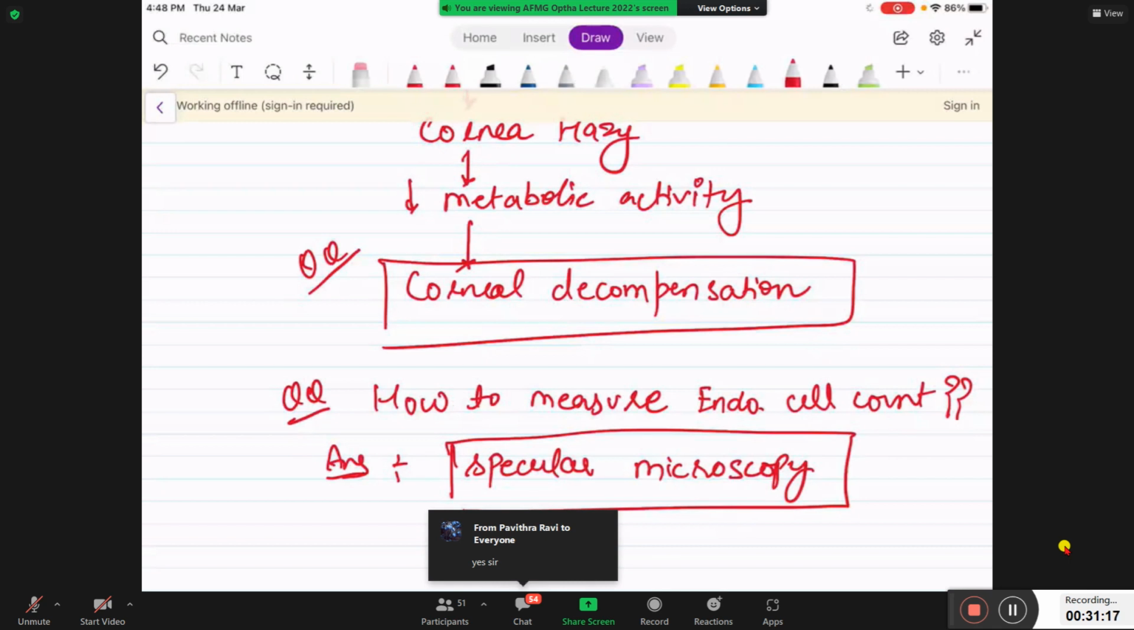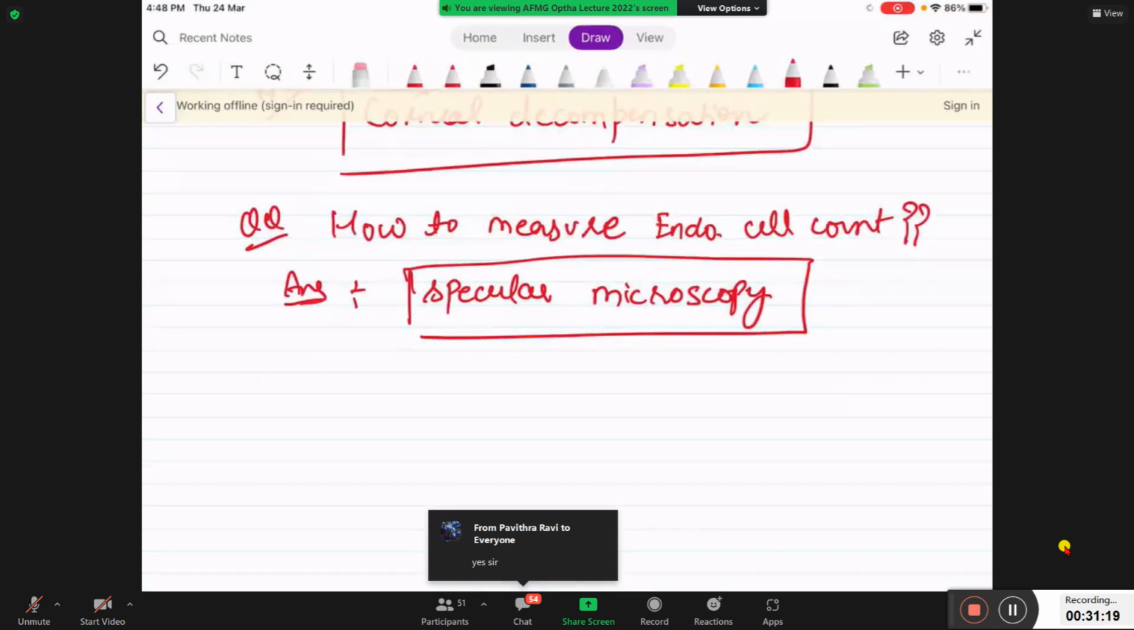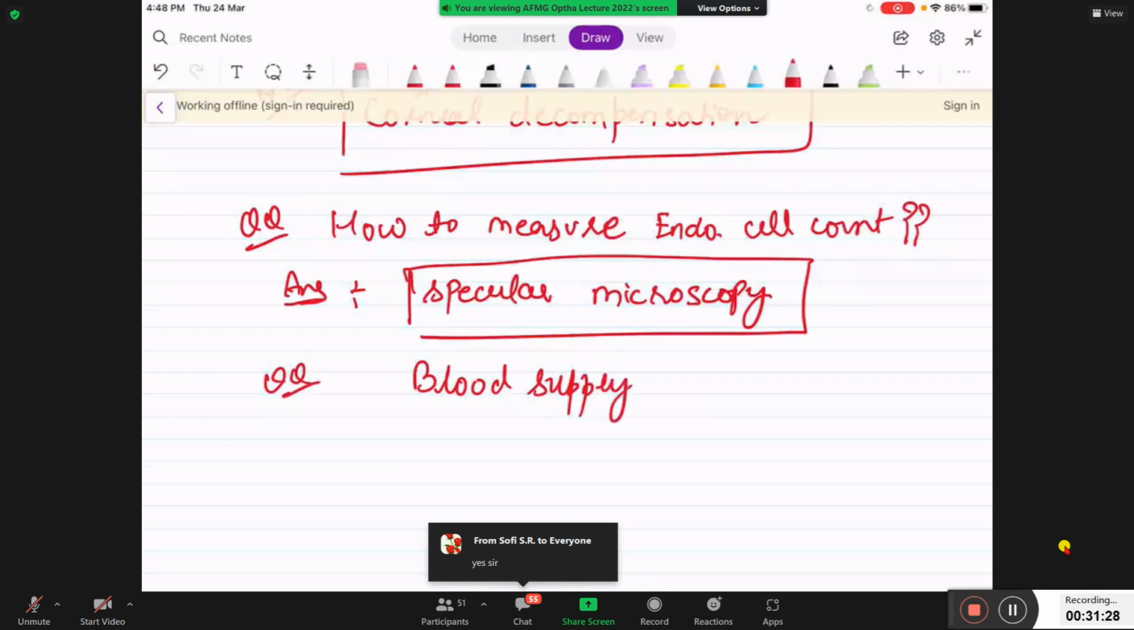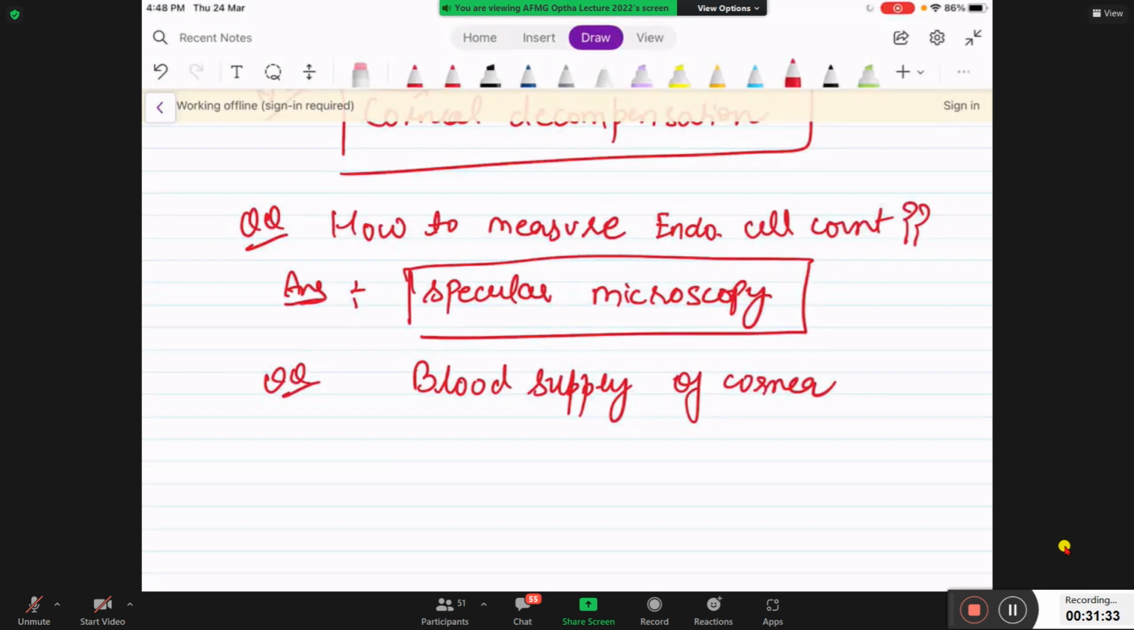Okay, good. So this is all about your endothelial cell count. Now, if they ask you the next important question, write it down: what is the blood supply of cornea? Then the answer will be that this is an avascular structure. There is no blood supply to the cornea, right?